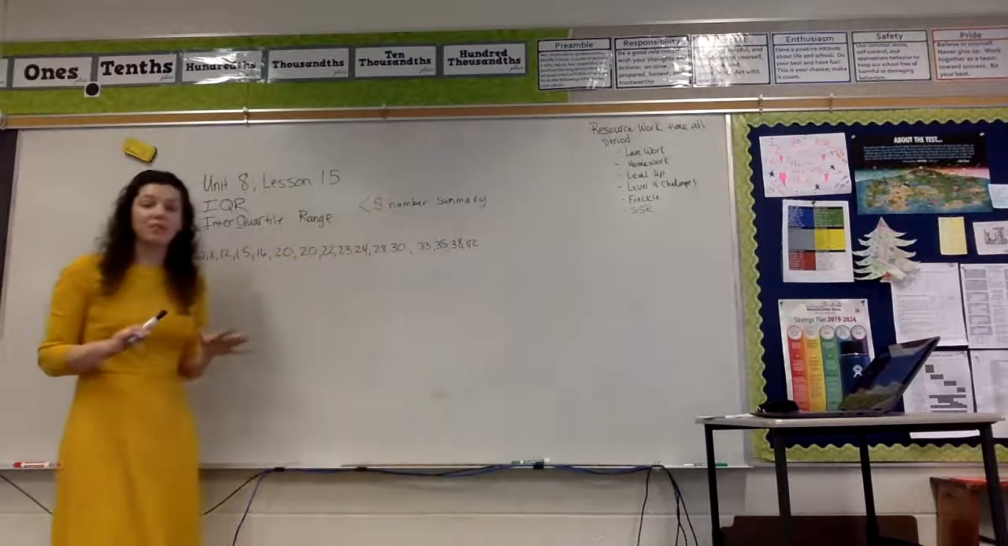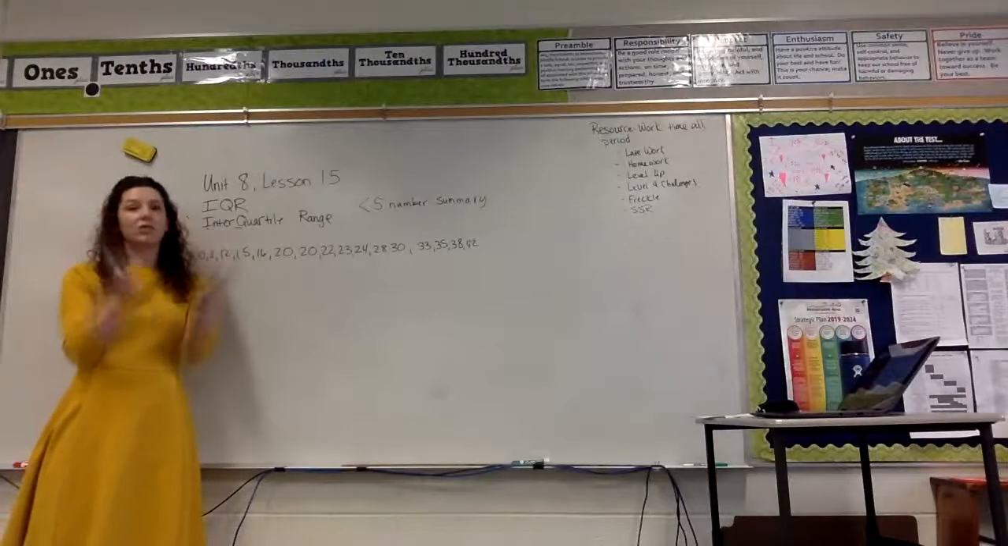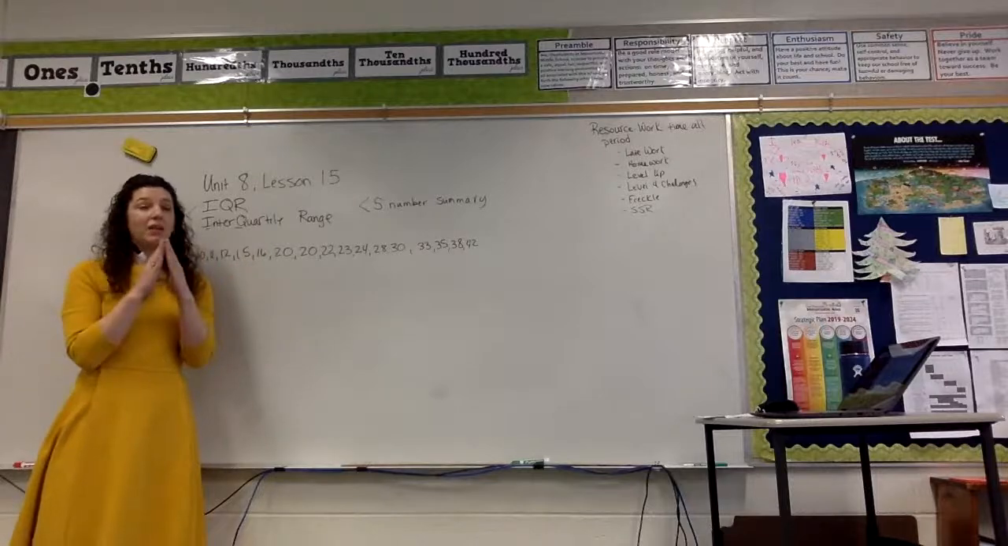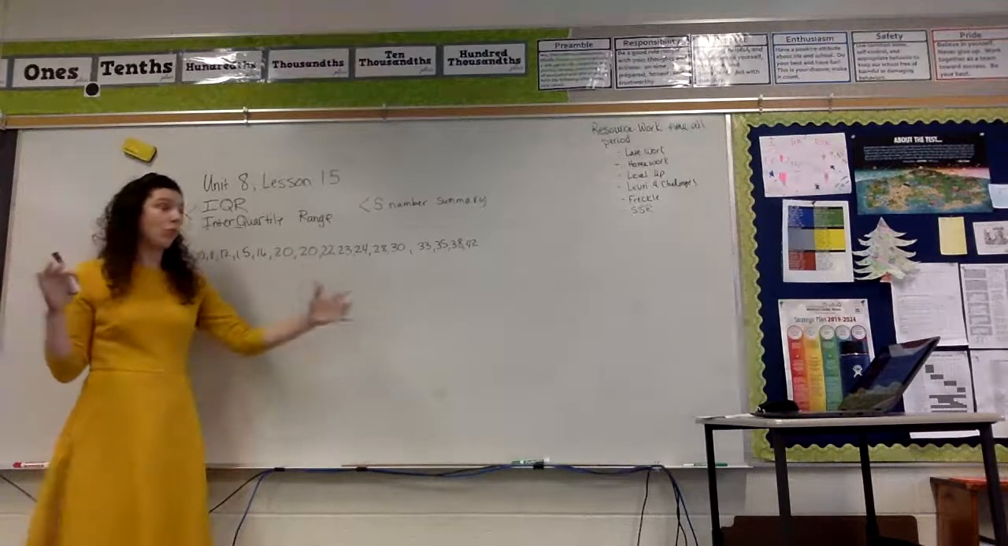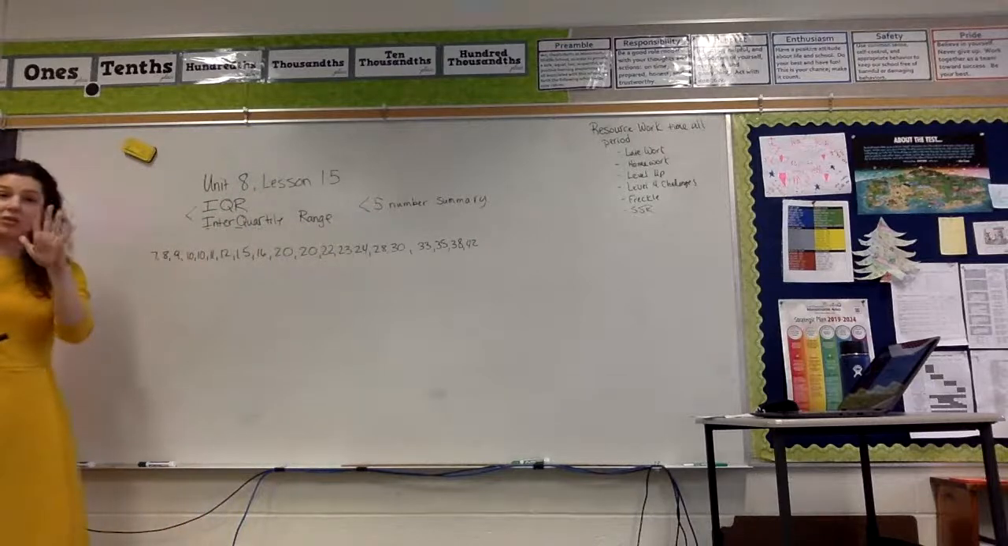The last couple of lessons, we've really focused on the middle of the data set. And that's usually where we look to find a typical number or a representation. But it doesn't really tell us about the data set as a whole. The 5-number summary and the IQR do tell us that. So let's go ahead and start with our 5 numbers.